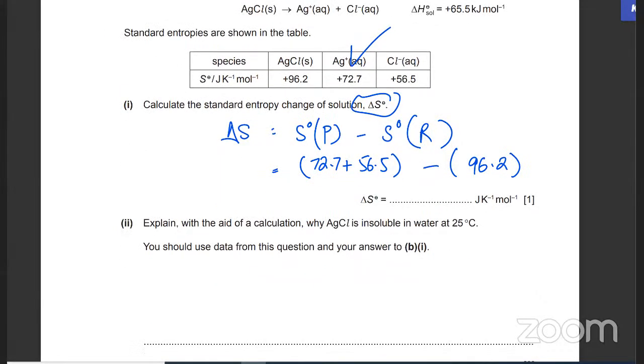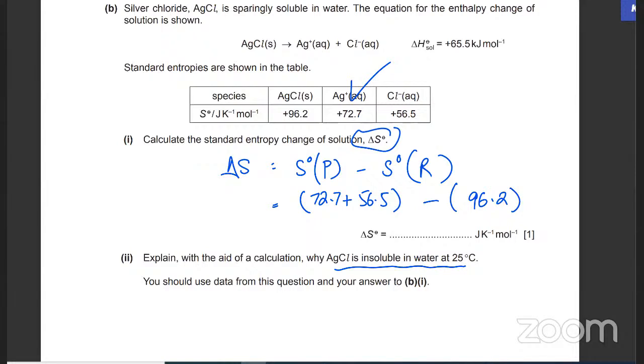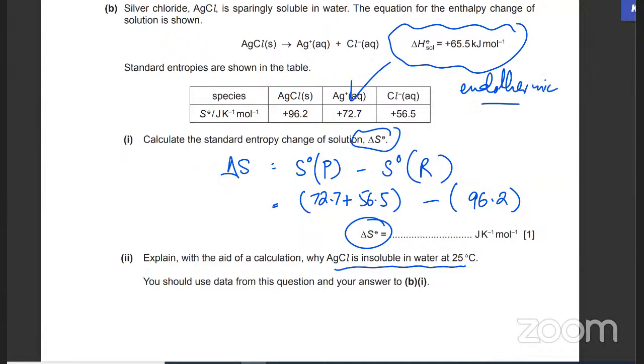And explain with the aid of a calculation why AgCl is insoluble in water at 25. And you should use, I mean, less feasible, right? And yes, there are many reasons for that. I mean, you don't need to find entropy change. You can also explain that using enthalpy change. It's endothermic, right? Yes, sir. But you won't be explaining it using delta S. I mean, it's not a question about feasibility, sorry, with the aid of a calculation. So I think he's talking about feasibility, because he gave us delta H. You're right. Okay.